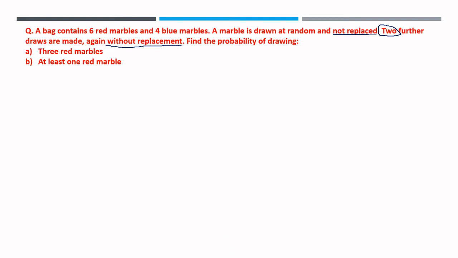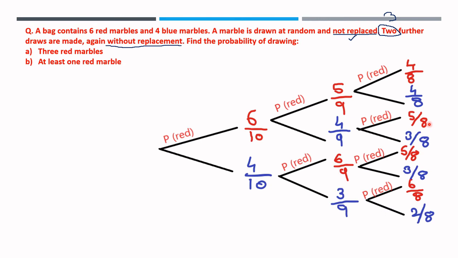Now if you see, it says not replaced, that is an important word, and 2 further, that is a total of 3 picks in this case. So let's see. First I drew a normal tree diagram. How will this be represented? So it's easier for me to answer both these questions, and even if there are more, it's easier. Now I've not written for all, but I'll just tell you.